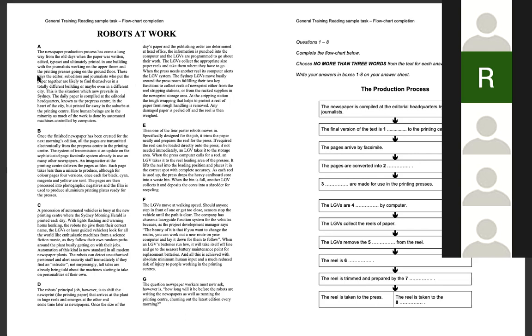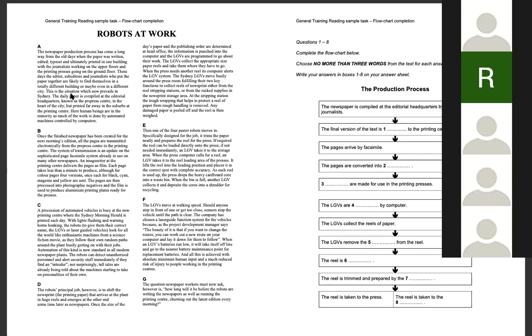These days, or current days, what happens? Editors, sub-editors, journalists are likely to be found in different buildings. So don't worry about the detail. Editor, sub-editor, journalist, don't worry about it. Everybody is in different buildings. Earlier, everybody was in the same building.